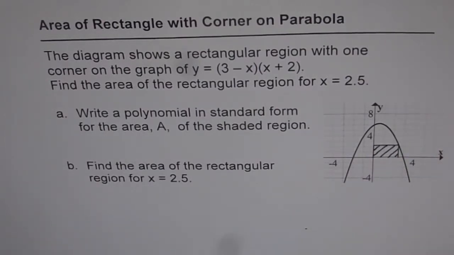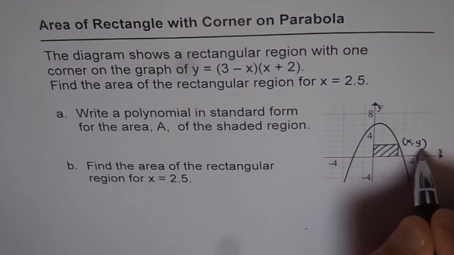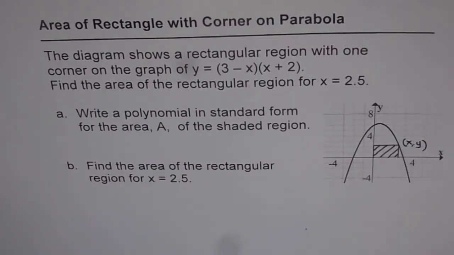The question before us is, the diagram shows a rectangular region with one corner on the graph of y equals (3 minus x) times (x plus 2). So this is a corner, and let's call this (x, y). Find the area of the rectangular region for x equals 2.5.